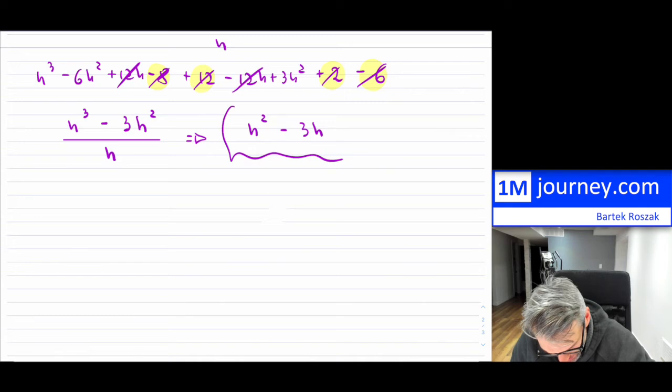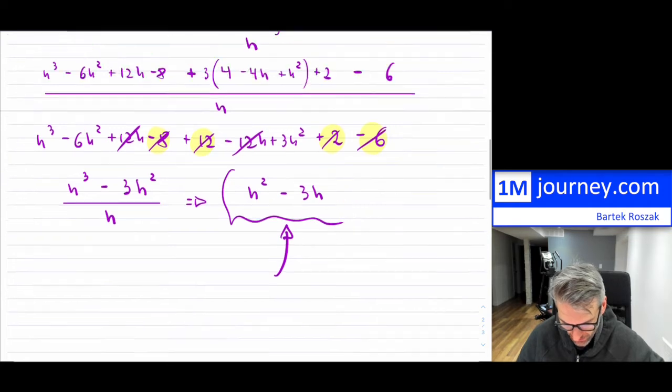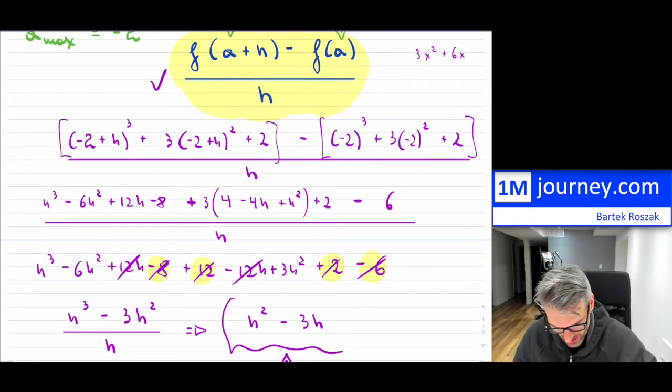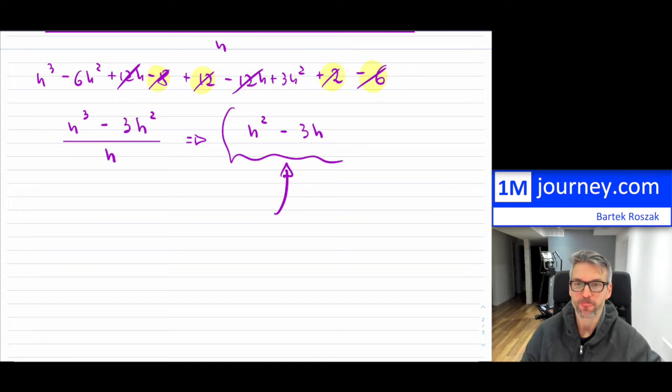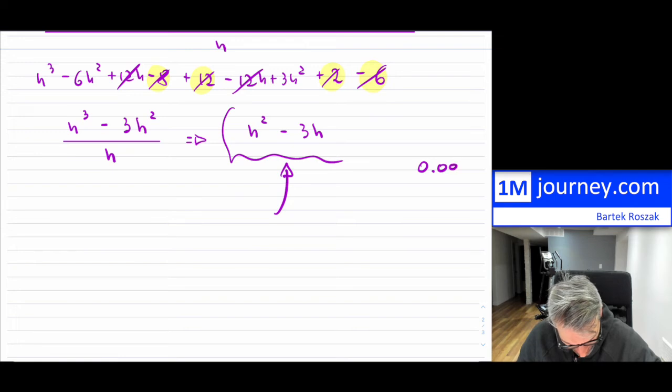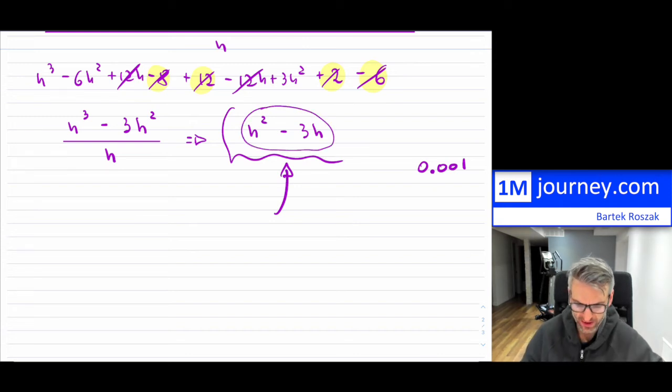So now I've simplified it. We canceled things out and collected terms, so what we were doing is basically this. Now we can substitute h as small as possible. You can see here that as h tends towards 0, getting smaller and smaller, this whole thing, because it's h squared minus 3h, is going to get smaller and smaller. So basically it's going to go to 0. That's what's going to happen to that particular slope.